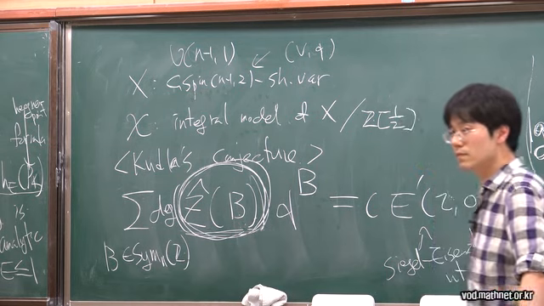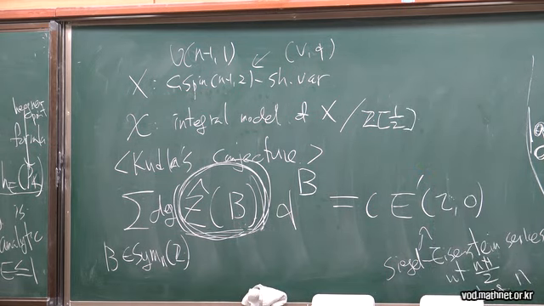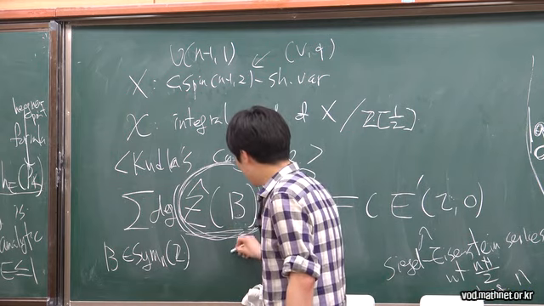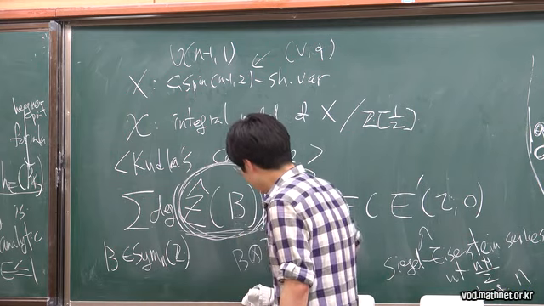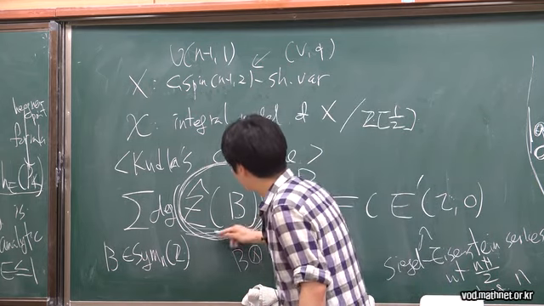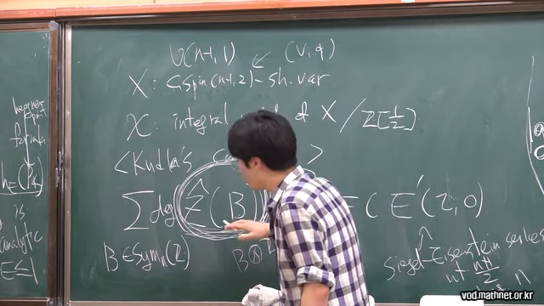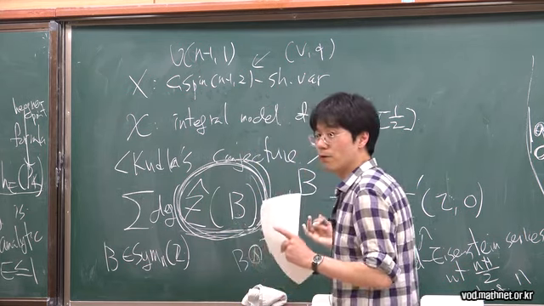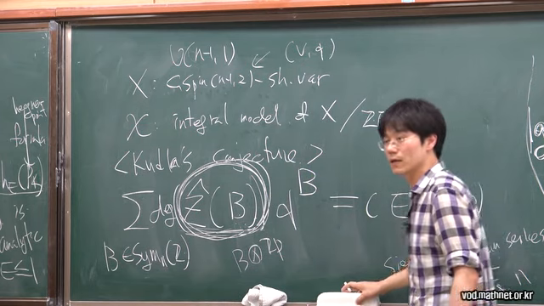What is BP? BP, sorry. B is an n by n matrix. By saying BP, I mean B tensor Z_p. When this consists of finite points, then it is supported over F bar for a fixed single prime p.